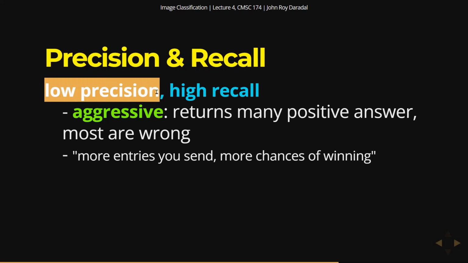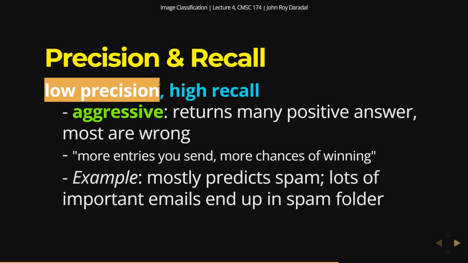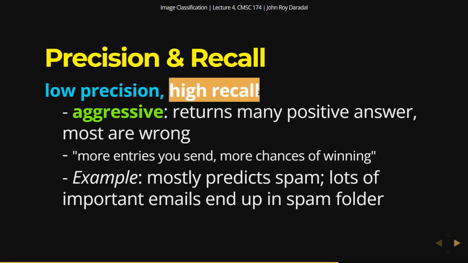But it also has low precision, because the more positive answers that you send, the higher the chance that you will have a wrong answer, because you have negative data points as well, right? An example of this is a classifier that mostly predicts spam. It has high recall because a lot of the actual spam is being predicted. Let's say 95% of the time you predict spam. So if it's an actual spam message, you can more or less predict it as spam.